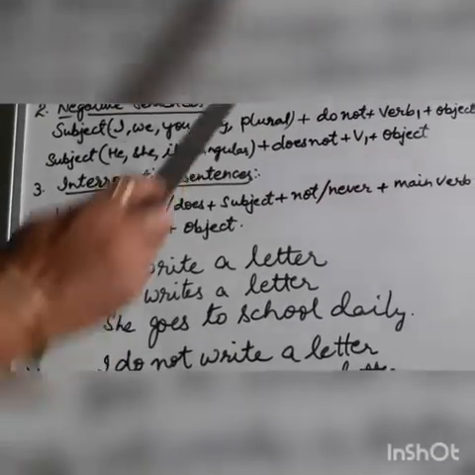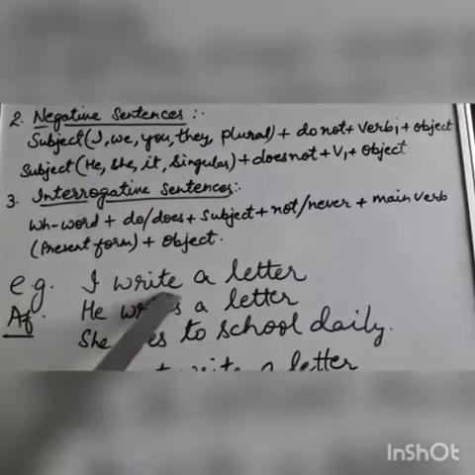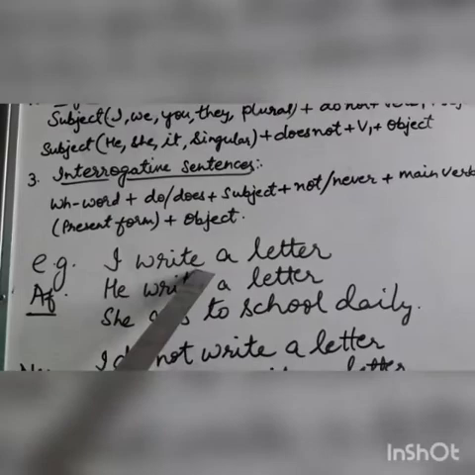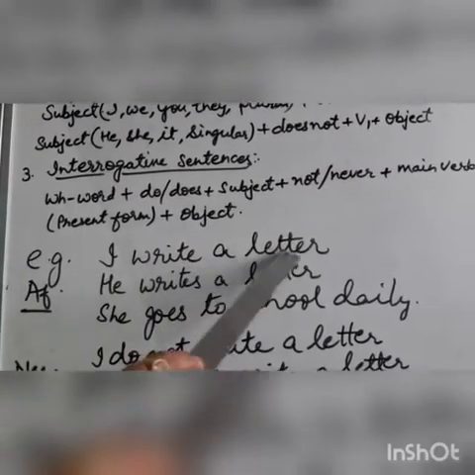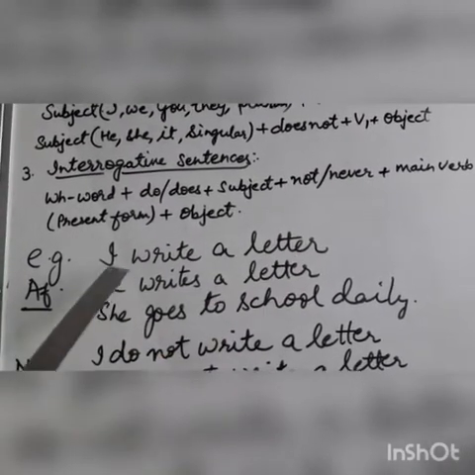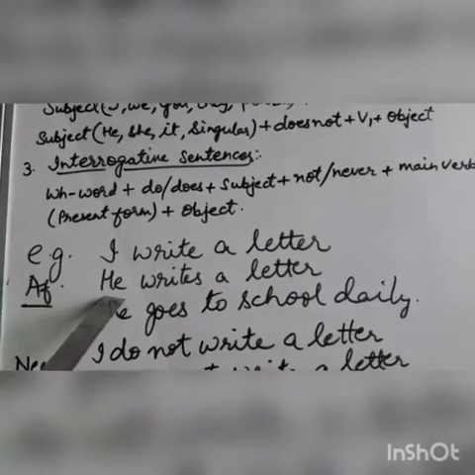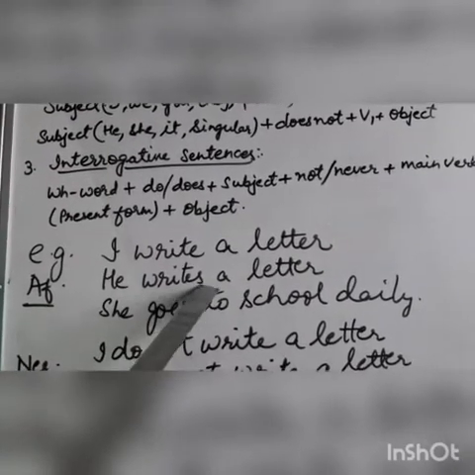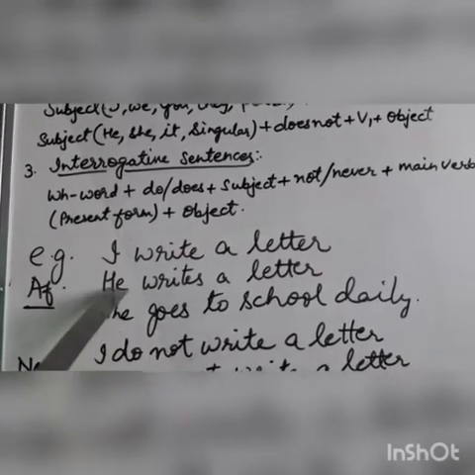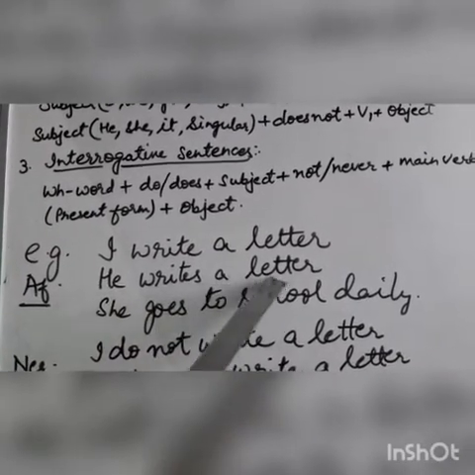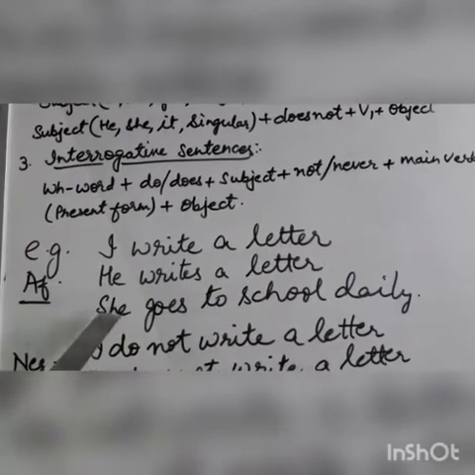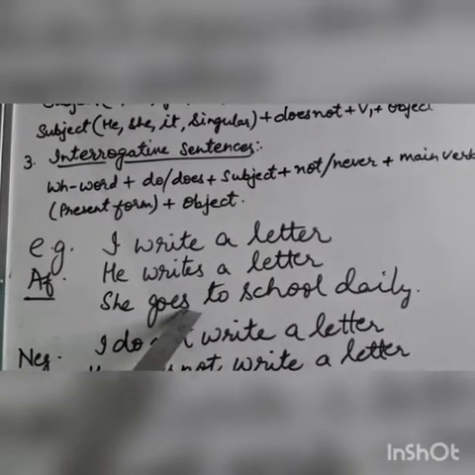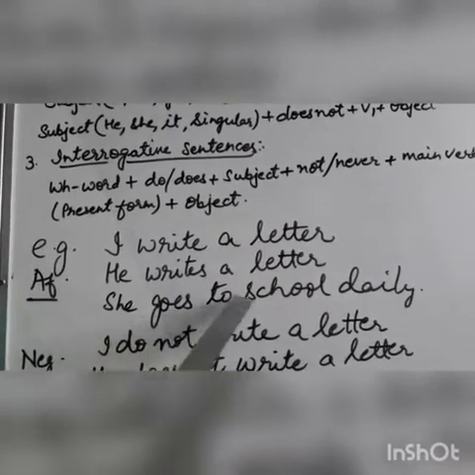With I, as I told, you will use first form of the verb. With I, we will not use s. I write a letter. But with he, she, it and singular third person, we will use s or es in the verb. He writes a letter. She goes. With go, es will be used. She goes to school daily.